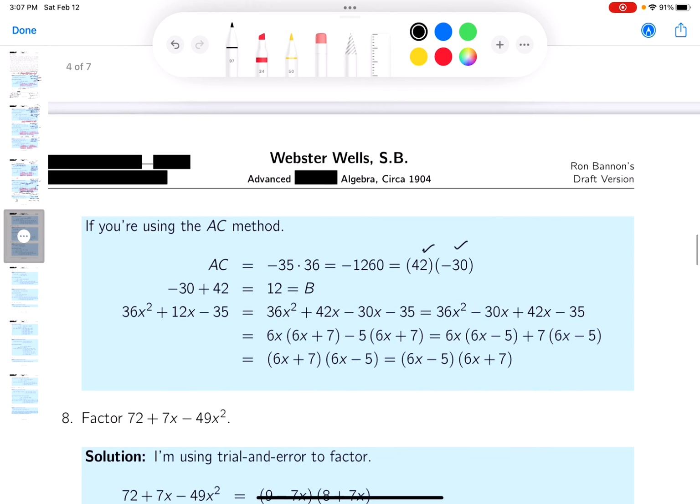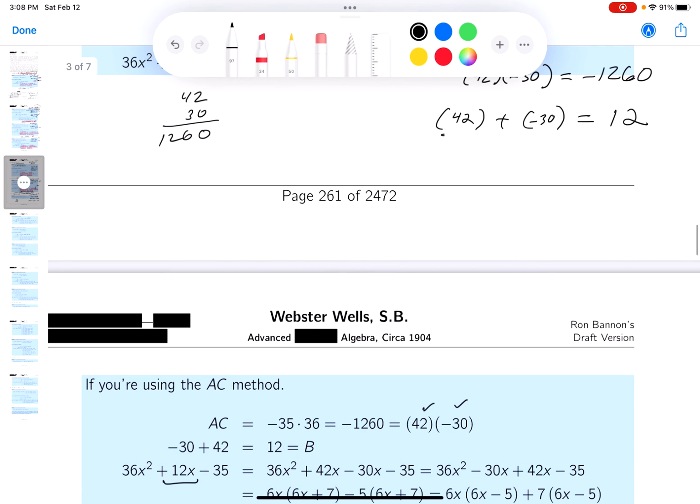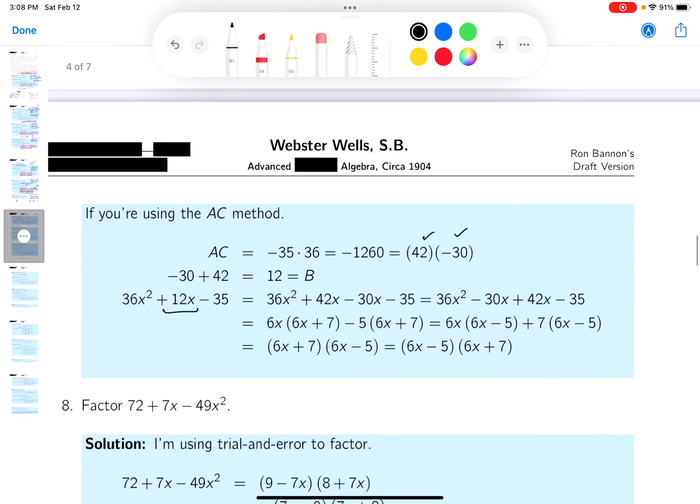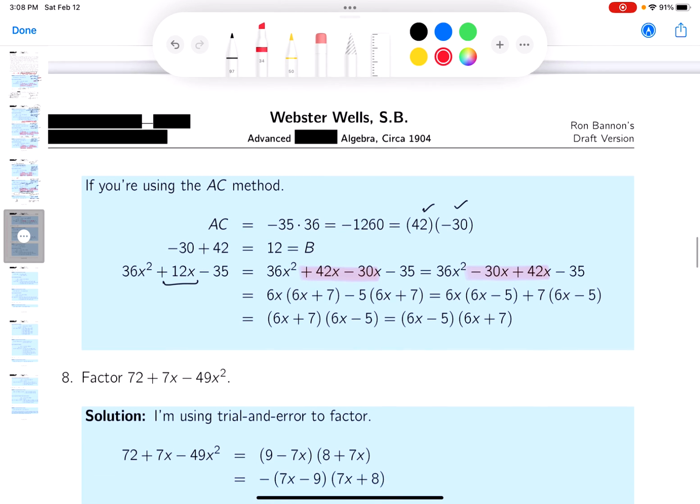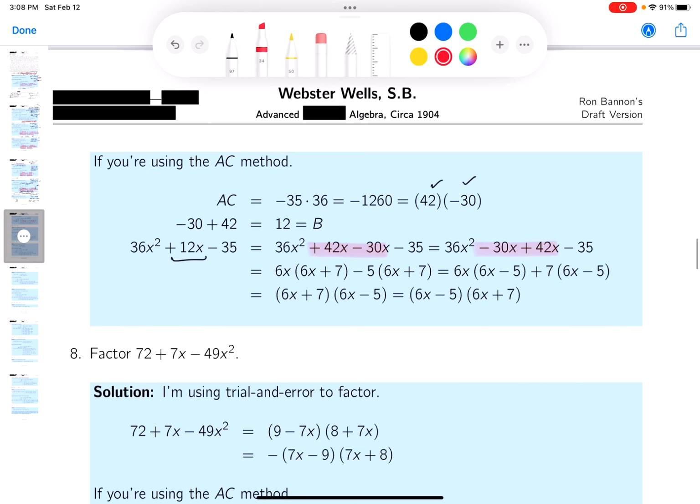So what do you do over here? You must break up the internal term into two separate terms. What two separate terms? 42 and minus 30. So 12x must be broken up into those two terms. 42x minus 30x is 12x. However, you could also write down minus 30x plus 42x. I think we've done this a number of times, but let me just review that with you. What do you do? Factor by grouping. Well, the first one, 6x comes out from the first two terms, and minus 5 comes out from the last two terms. What do you do then? Factor that. You get 6x plus 7, 6x minus 5.